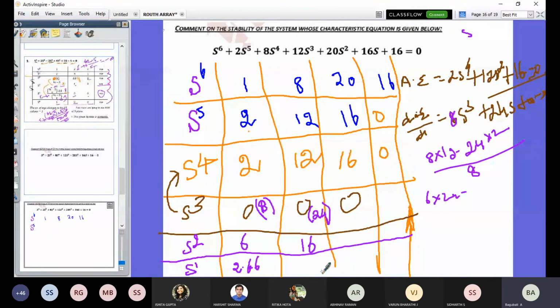6 into 0, 8 into 0. Here it should be 0. S power 0 coefficient is here. There is no place, so I will write it here. What is s power 0? That will come 16. That's all. That is the complete Routh array.